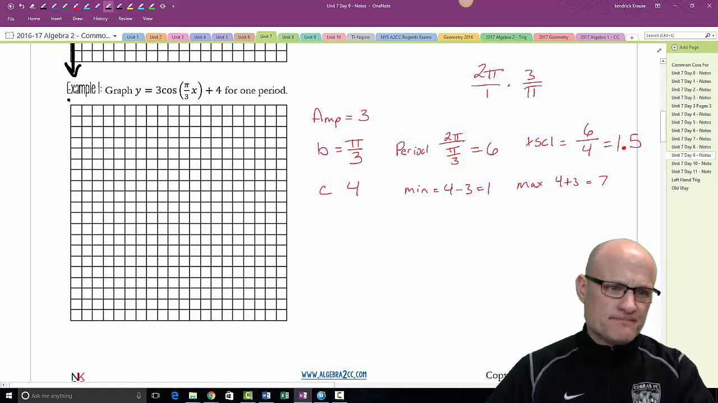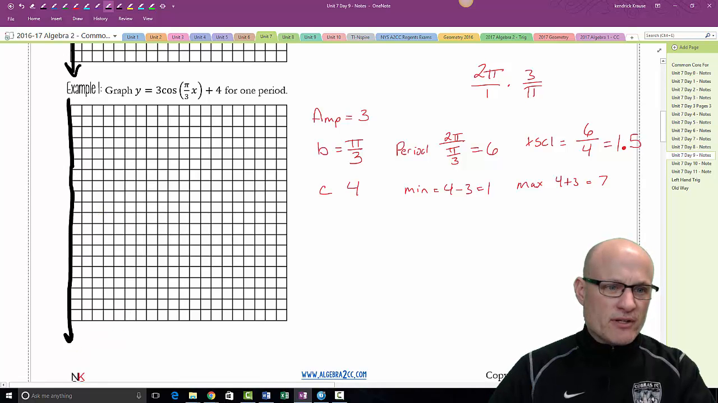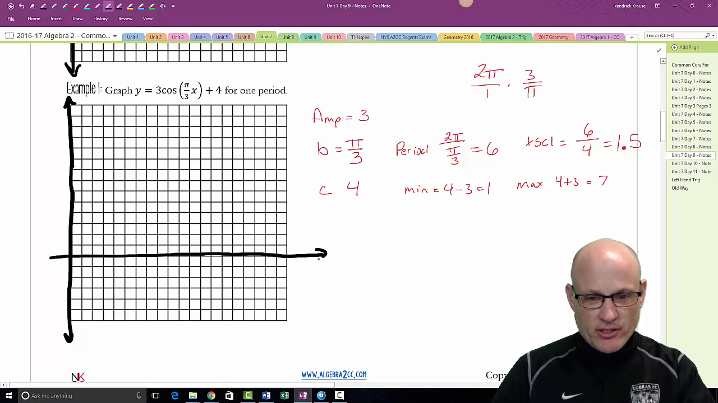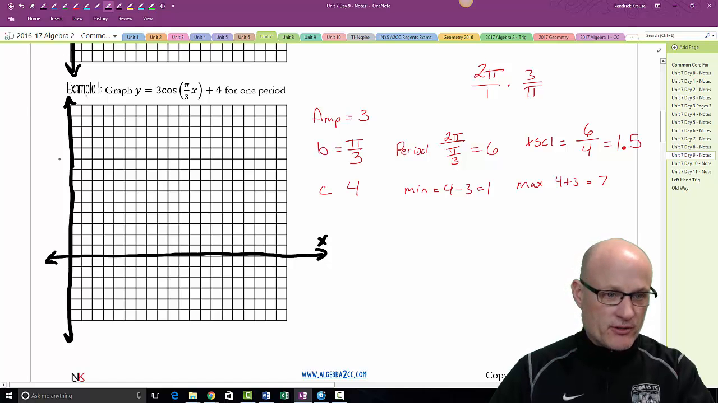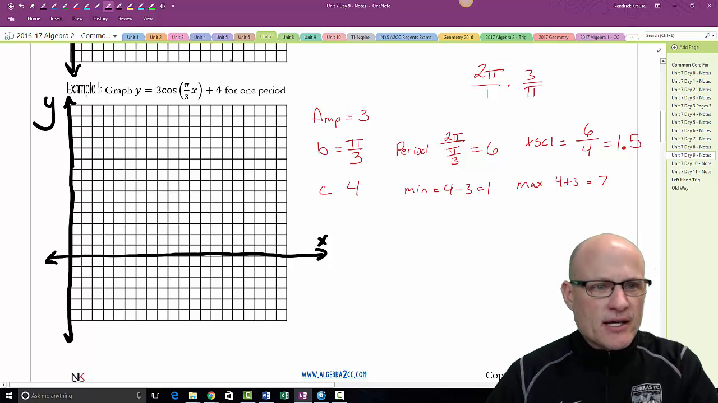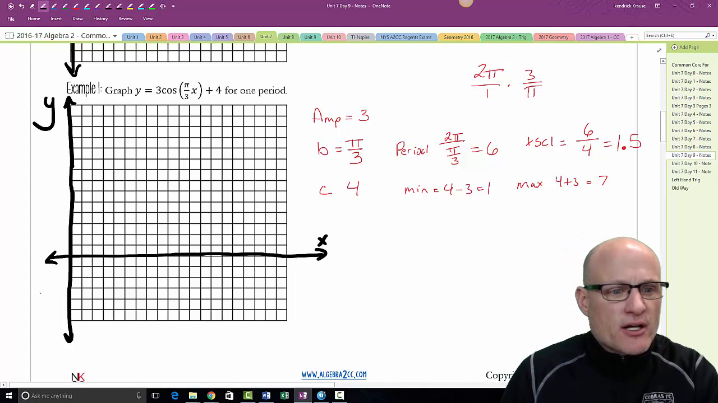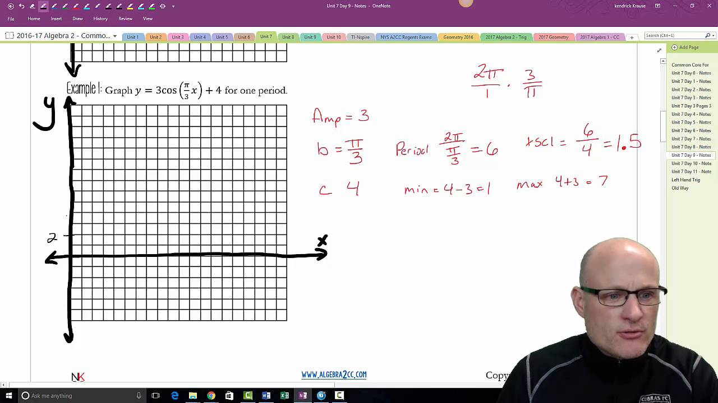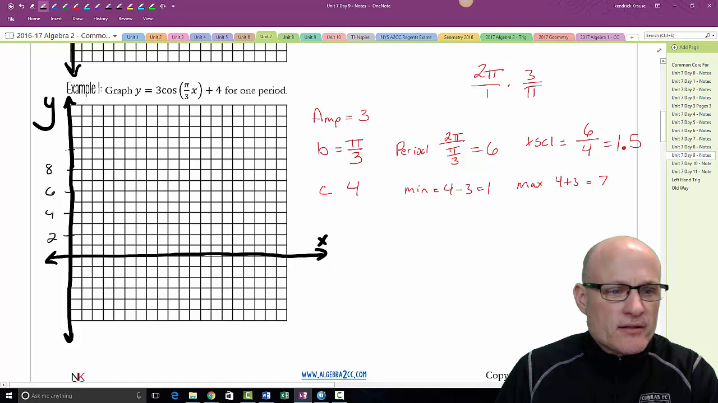All right, I think we're ready. I really don't even need anything on the negative end, so I'm just going to put my axes down here somewhere. It doesn't have to be in the middle, kids. Don't always get caught up in the fact that you have to put it in the middle. Let me put my scale on here. I've got to get up to 7, so 2, 4, 6, 8, 10, and just for fun, -2.